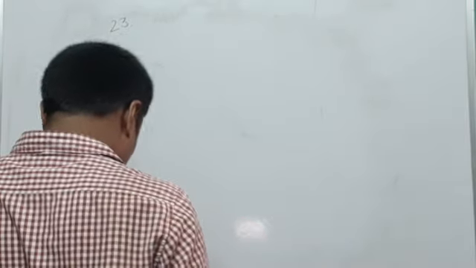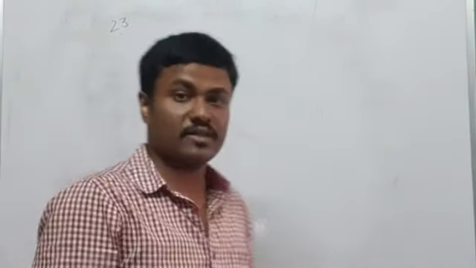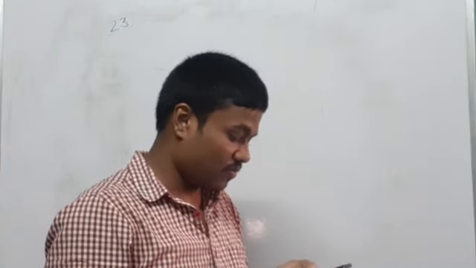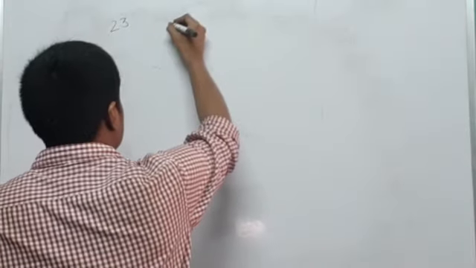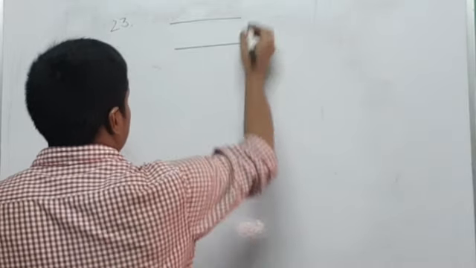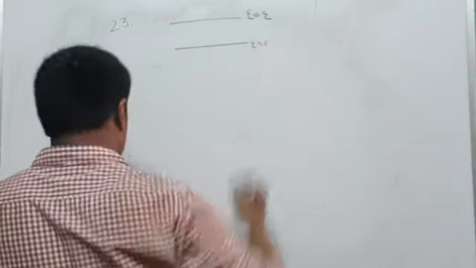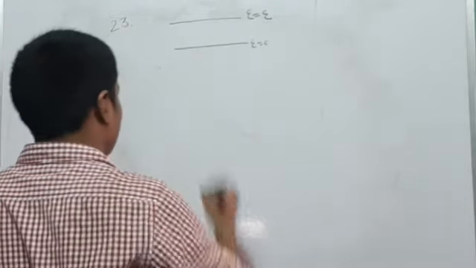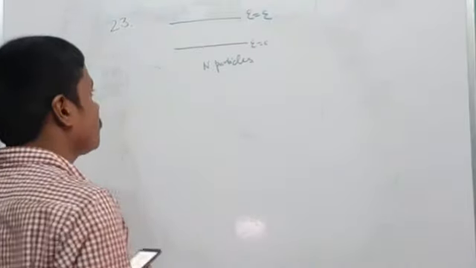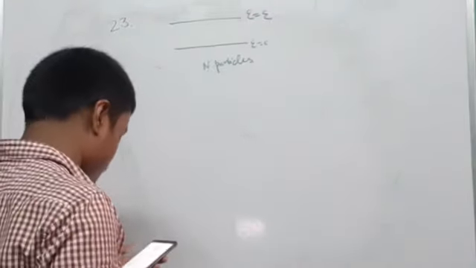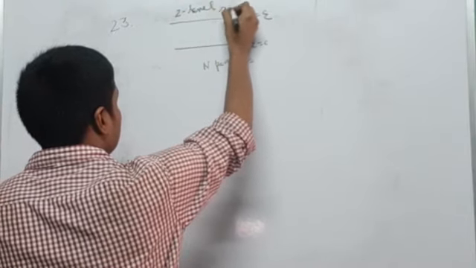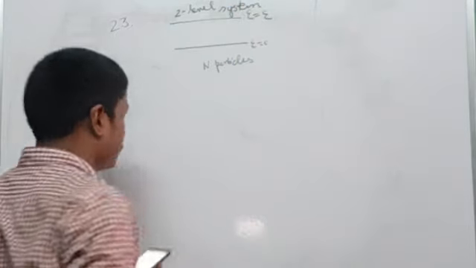It says, consider n classical particles at temperature T, each of which can have two possible energies, 0 and epsilon. So it's a two-level system that we're considering. One level has energy 0, the other has energy epsilon. And there are n particles. These n particles can occupy either the 0 state or the epsilon state. Nothing else. It's what we call in physics a two-level system.